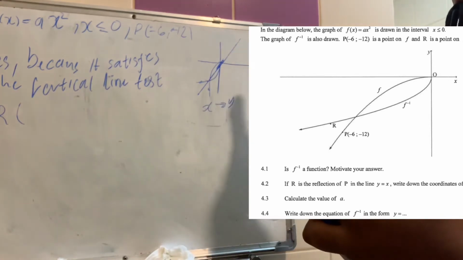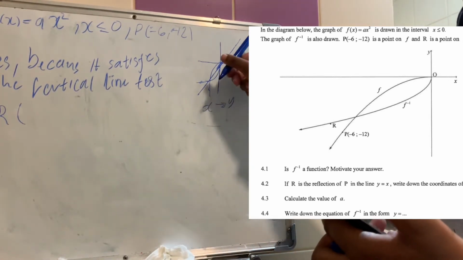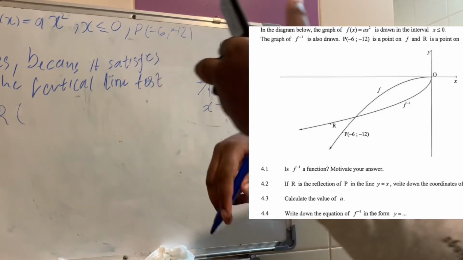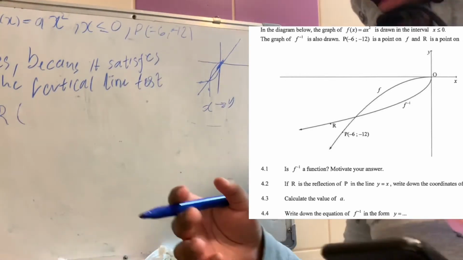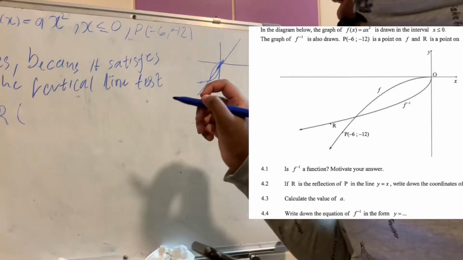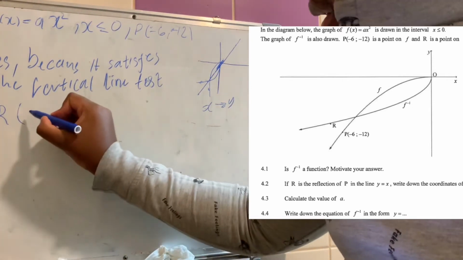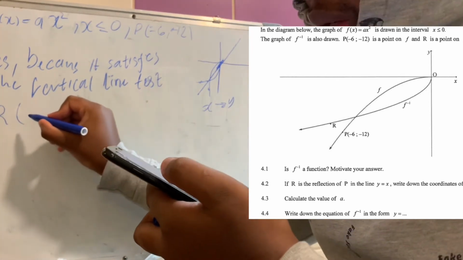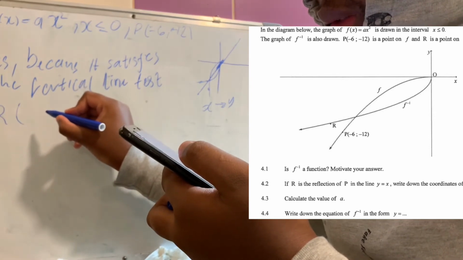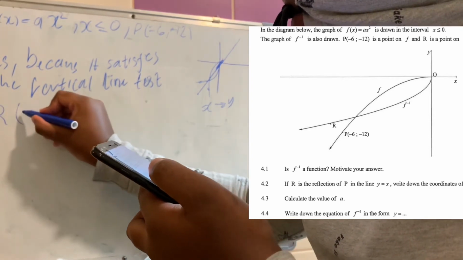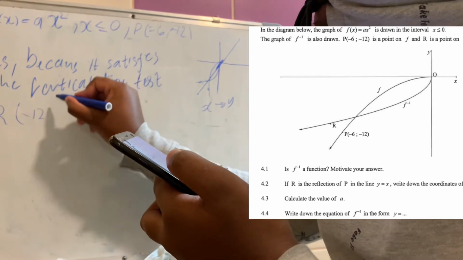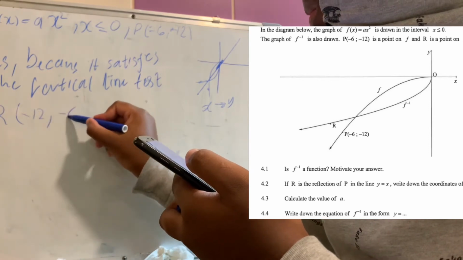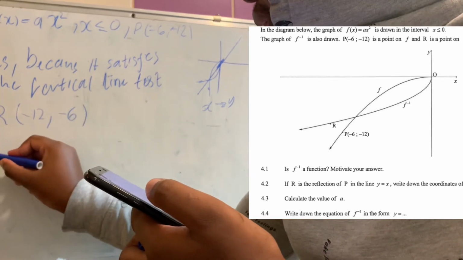What is a reflection? If it's a reflection, you're going to exchange the coordinates, instead of saying x and y, y is over x and x is over y. So the point is minus 12, minus 6. Then number 3.